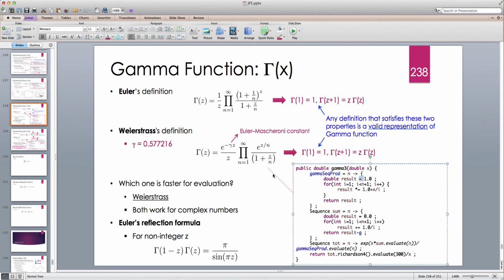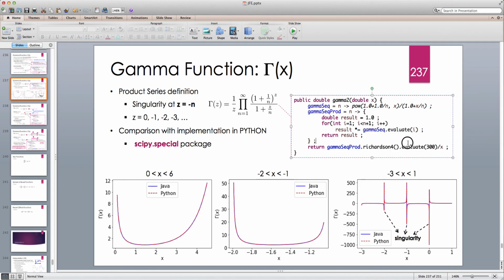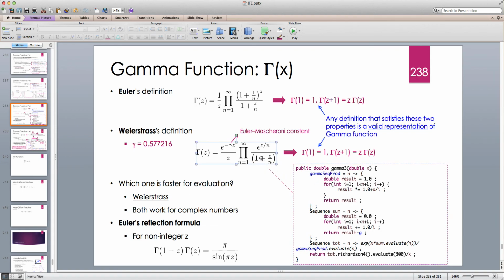All right, so let's look at how I implemented this Weierstrass definition. The previous slide was the implementation of the Euler definition. Now I'm calculating the implementation of the Weierstrass. So gamma sec product, n goes from 1, so we are multiplying 1 plus z over n, so we are calculating the denominator, and then the sequence sum.